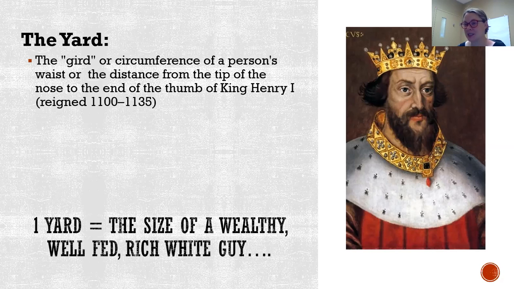Now, why is the yard 36 inches? Well, one of the reasons is because when we think about measurement, it was always defined by the royals or by the elite. So a yard was the waist circumference of a wealthy, well-fed, rich white guy. So that's why that number happens to come into play. And you'll find all of the standards typically will relate to sizes for Caucasians, so people of European descent. So there's maybe a little bit of systemic racism that comes in when we think about where our measurement systems come from.